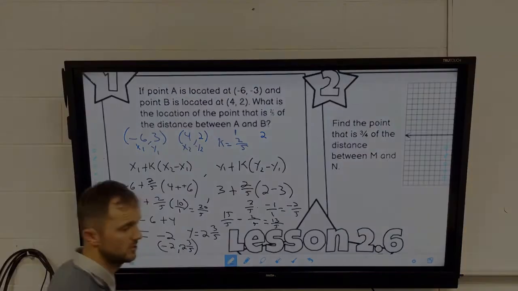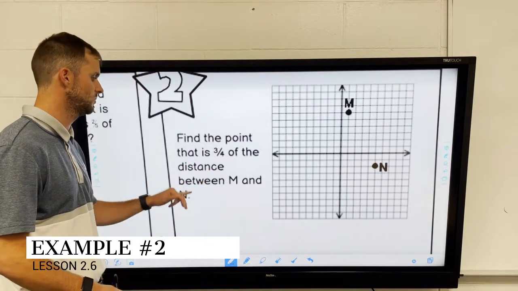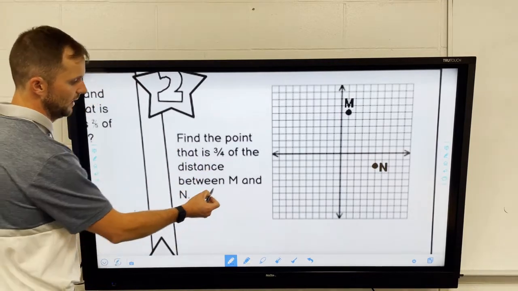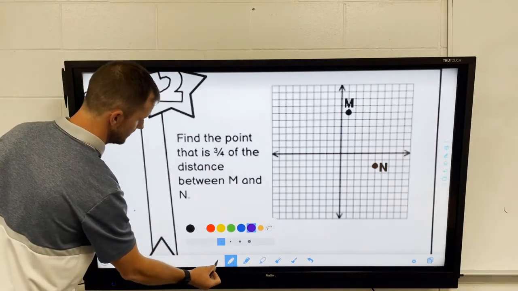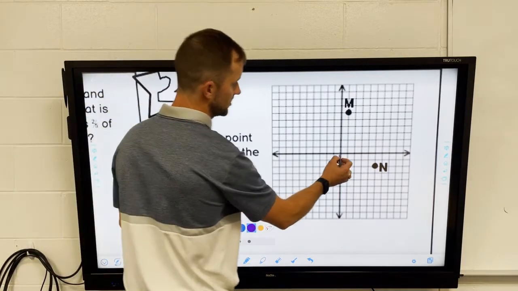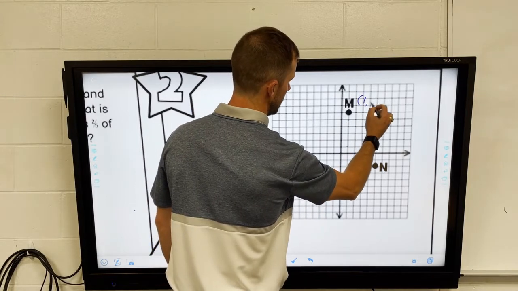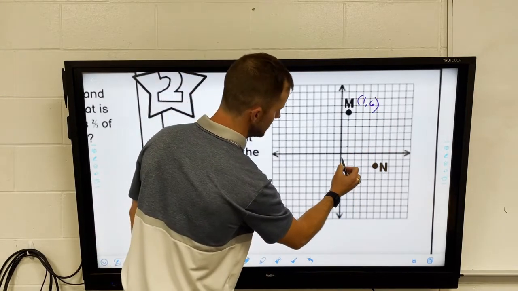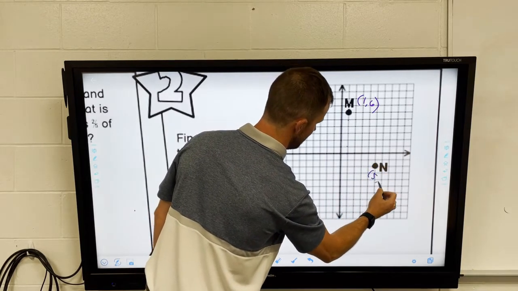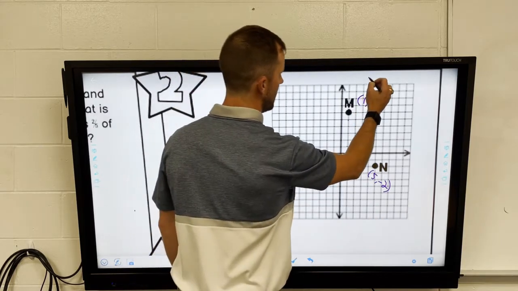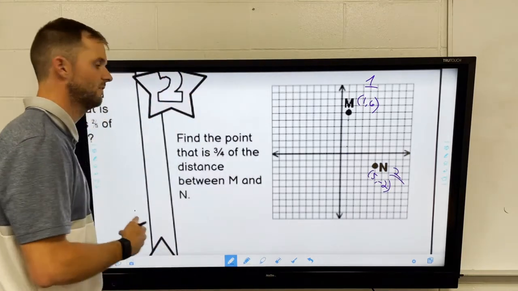Let's jump over to example number 2. All right, so now look at example number 2. It says, find the point that is 3/4 the distance between M and N. Make sure you understand, this is my starting point, this is my end point. Okay, so let's do some maths right there. Point M looks like it's at 1, 2, 3, 4, 5, 6, so this is going to be 1, 6. It looks like N is at 1, 2, 3, 4, 5, and down 1, 2, so it should be at 5, -2. Remember, these are my 1s, these are my 2s. So that's how I'm going to do it inside the formula here.